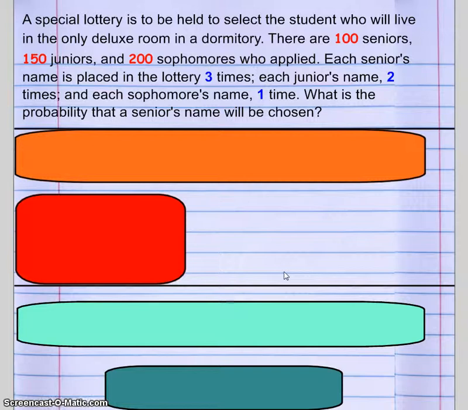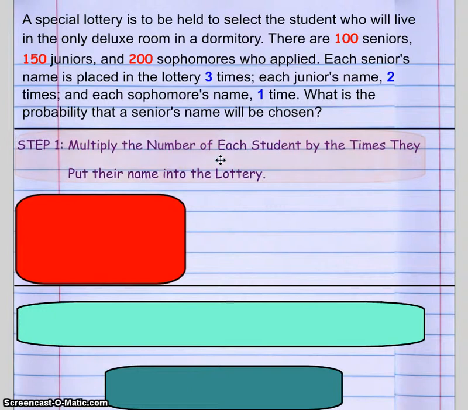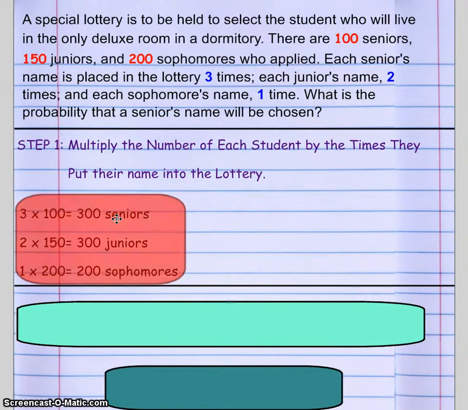Well, after reading that long paragraph, we have to ask ourselves, what is the question asking? The question is simply asking, what is the probability that a senior's name will be chosen out of this pool? So, let's take a look at the first step. The first step is to multiply the number of each student by the times they put their name in the lottery. Okay? So now, let's take a look at it.